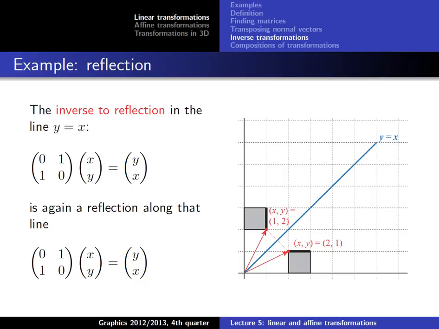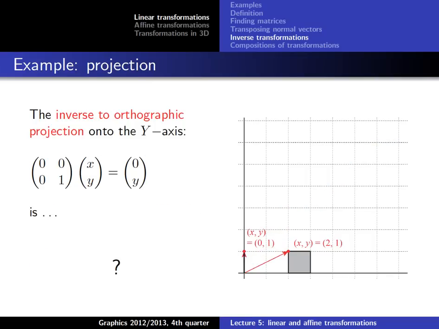For the reflection, again, if we look at the image, we see that a reflection at the line x equals y, which just swaps the coordinates, is pretty much the same. It's just, again, a reflection. We just reflect the object a second time, and then we end up with the same object that we had originally. So the inverse operation is exactly the same as the original matrix. And if you take the original matrix and calculate the inverse, then you will also see that it is indeed the same. You end up with the very same matrix.